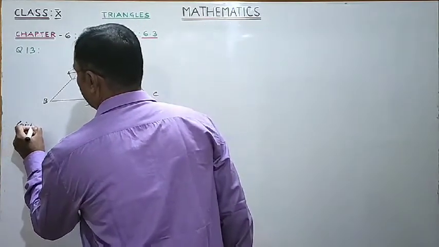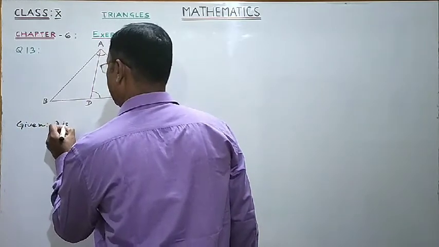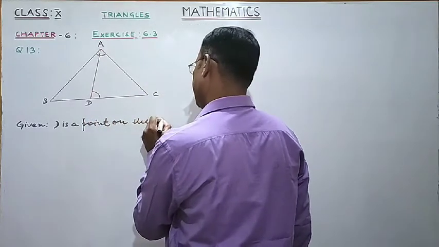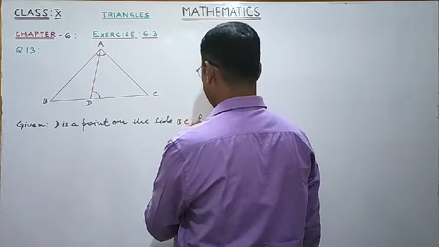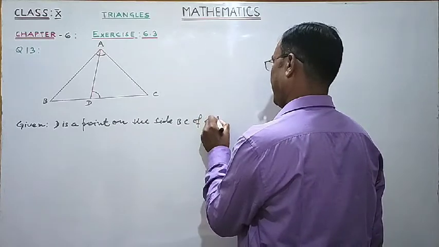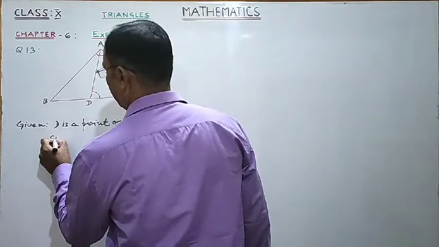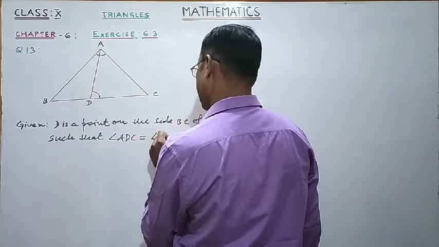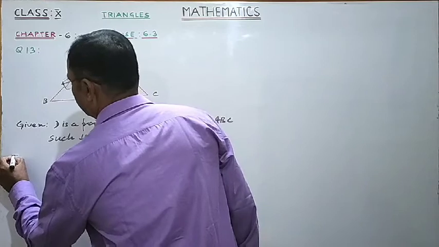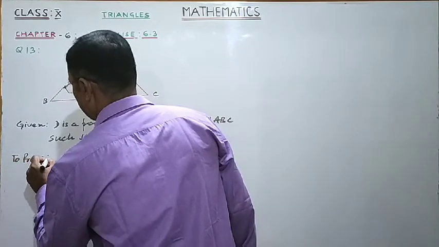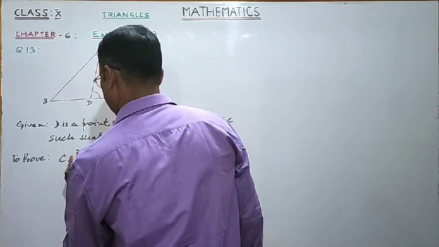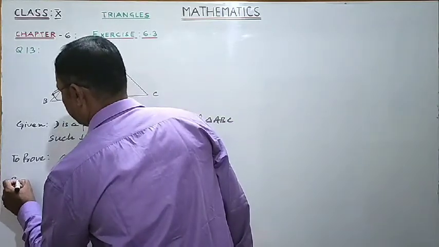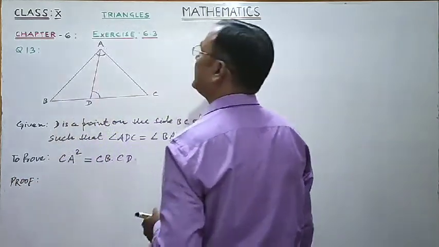Given, D is a point on the side BC of triangle ABC such that angle ADC is equal to angle BAC, and we have to prove that CA square is equal to CB into CD. So let's see the proof.